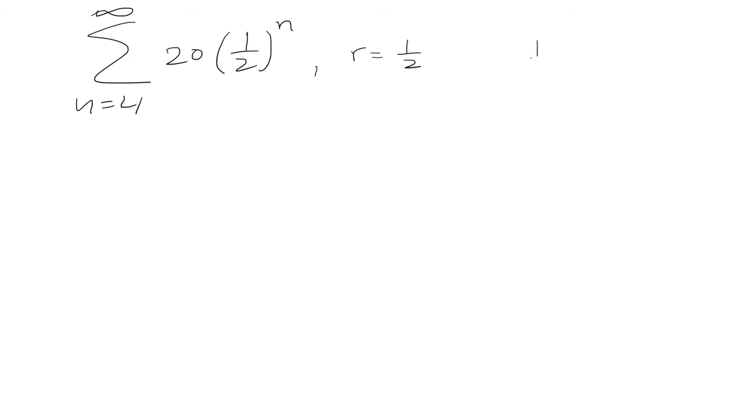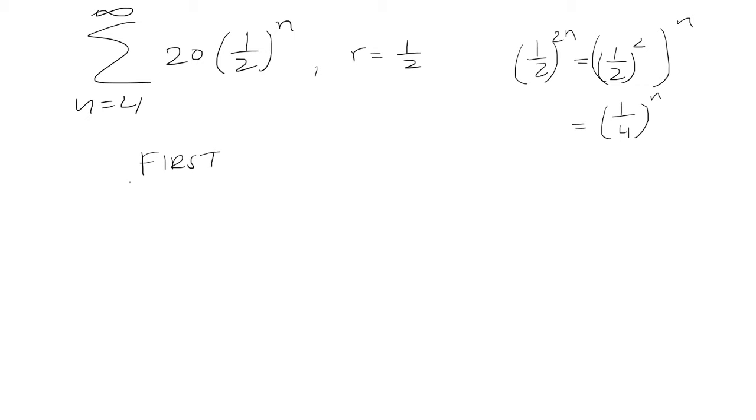Unless it was like 1/2 raised to the 2n power, in which case you would have to break it up like this and get 1/4 to the n. And so 1/4 will be your common ratio here. So make sure the coefficient of n is 1. And so the ratio is what's in parentheses. Okay, so the formula here is the first term over 1 minus the ratio.